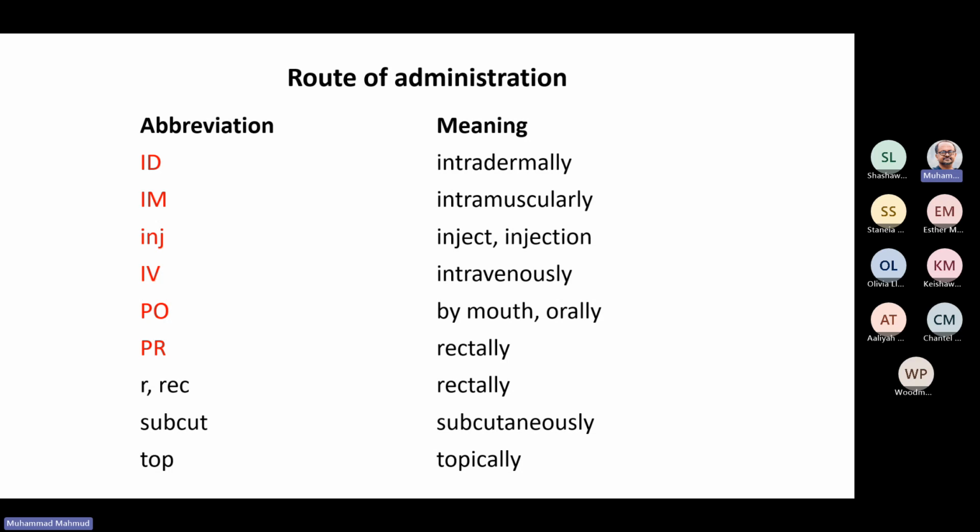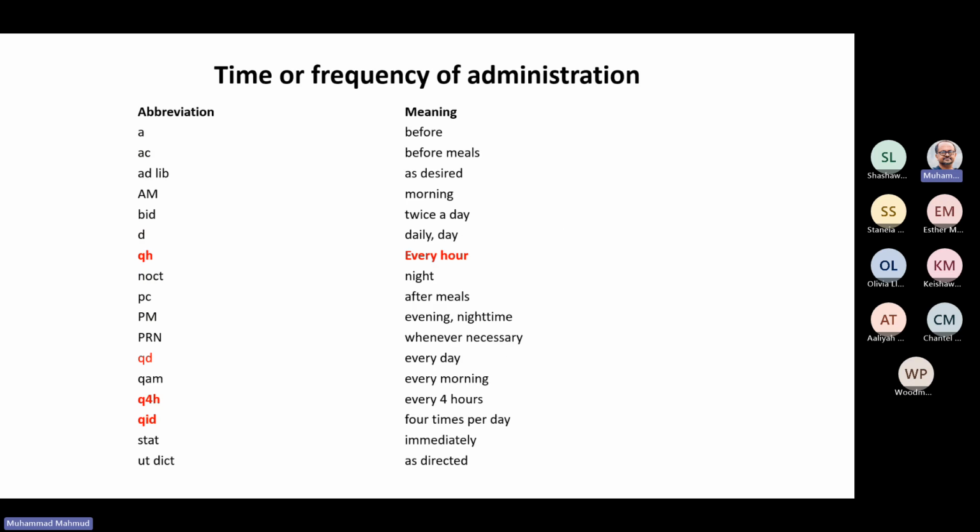So the difference between these two, ID and subcut, is this. ID, the injection is given within skin. Example, PPD or Mantoux test. Whereas subcut injection is given below skin, and the example is insulin. Top means topical.